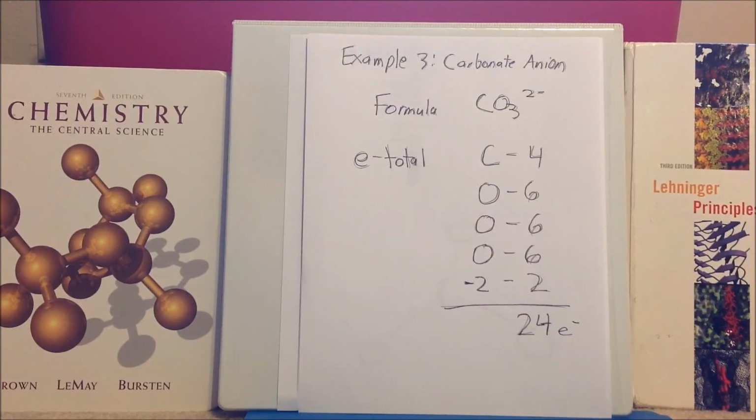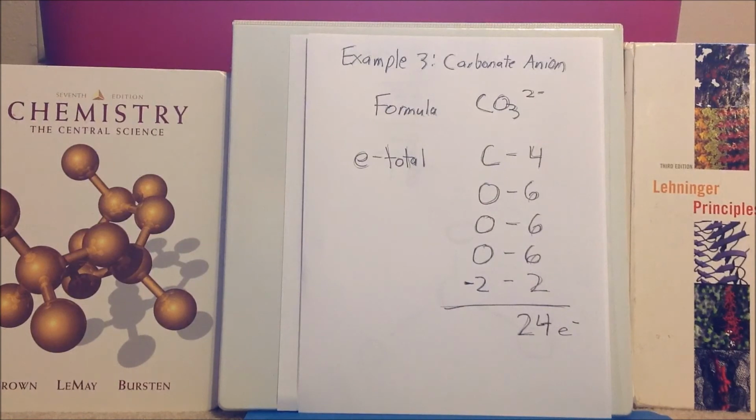The last example we should have done in class would have been the carbonate anion, and here it is using the accounting method. The formula is CO3. It does have a charge of 2 minus. We'll see how that affects everything as we go through. So it's also the similar atoms as we've used before. Carbon contributes 4 electrons to the total, and each oxygen contributes 6.